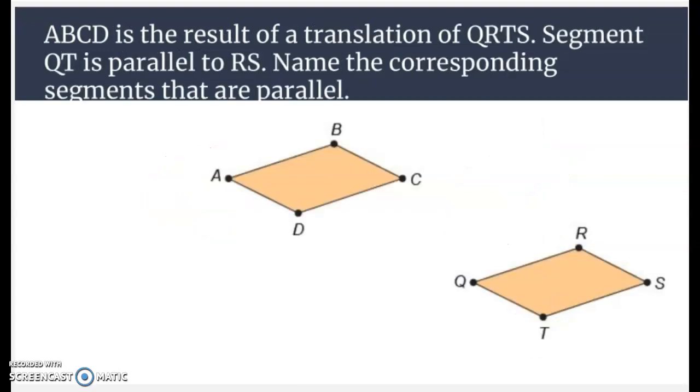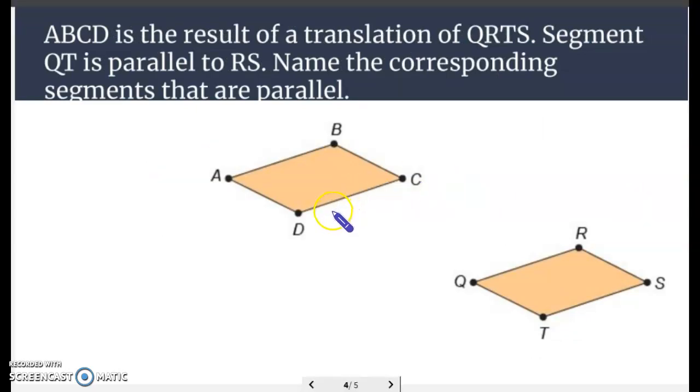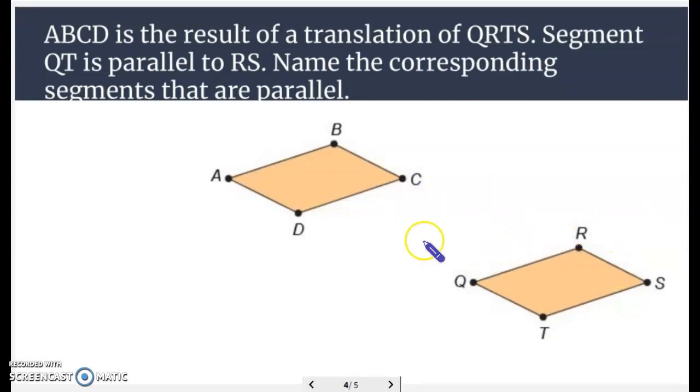The next one is called a translation. This type of transformation is a translation. Basically, ABCD is the result of translation of QRTS. This image here, QRTS, was just shifted. It was translated. It wasn't rotated, wasn't reflected. Pretend it just moved without turning. And we ended up with ABCDEF.